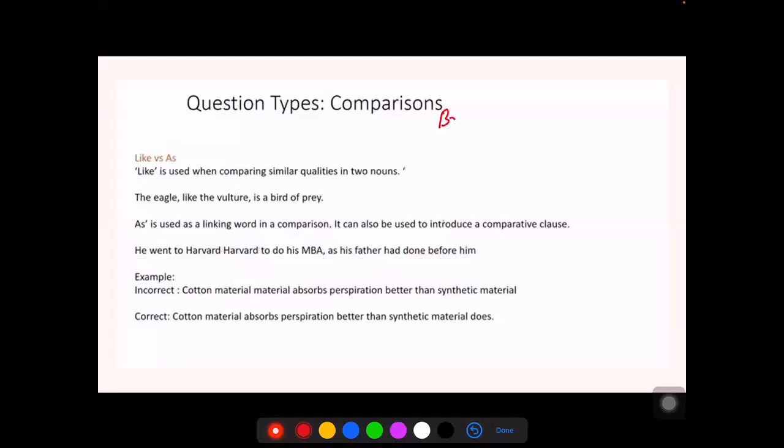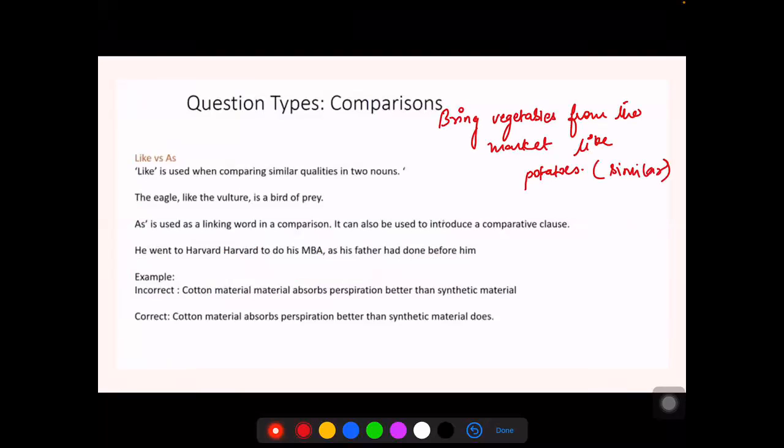If I say, bring vegetables from the market like potatoes. So this means, if I'm using the word "like", you need to bring vegetables from the market which look like potatoes, which have similar qualities. It can be a sweet potato, or anything which relates to potato, okay, like potatoes.